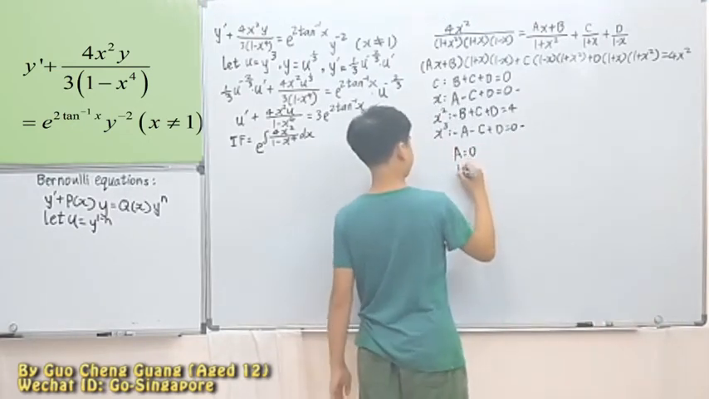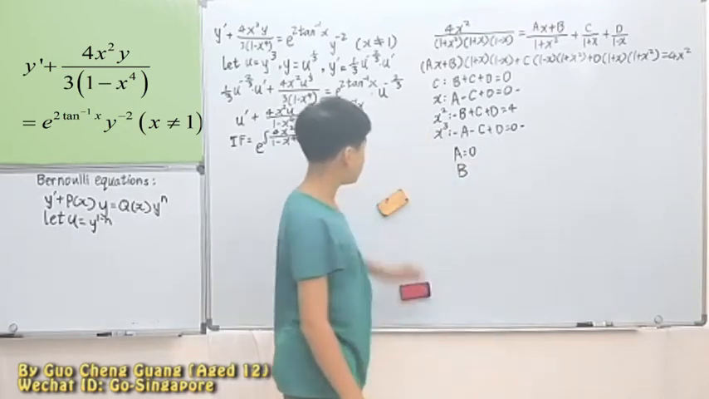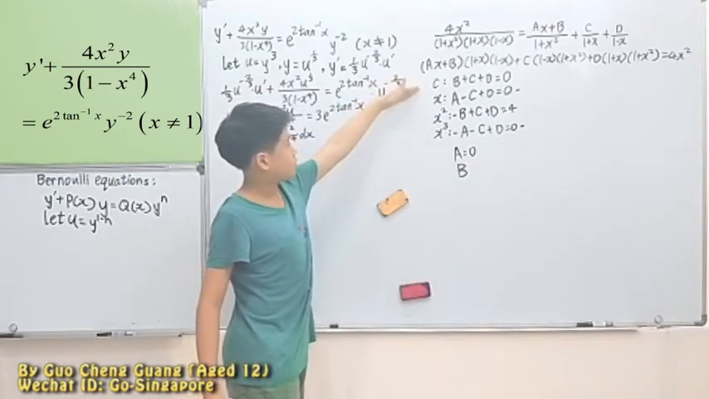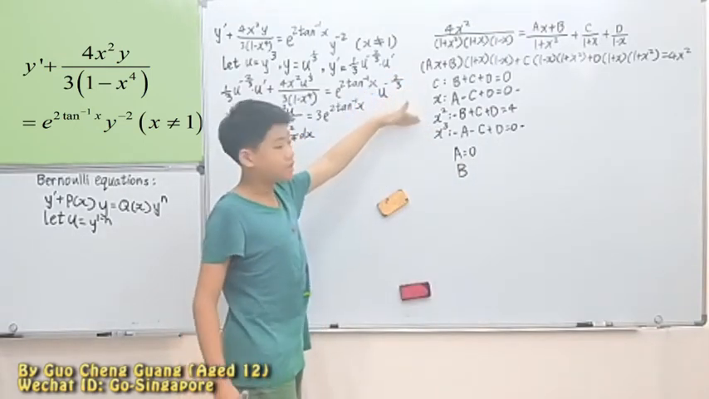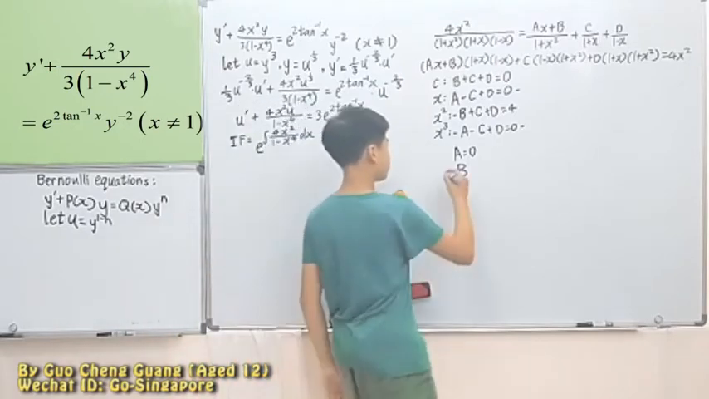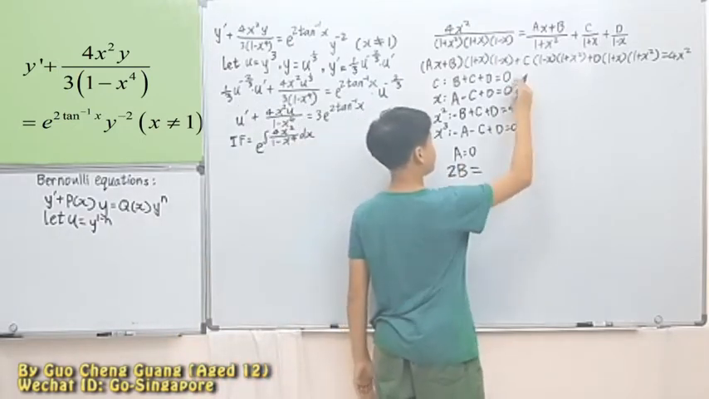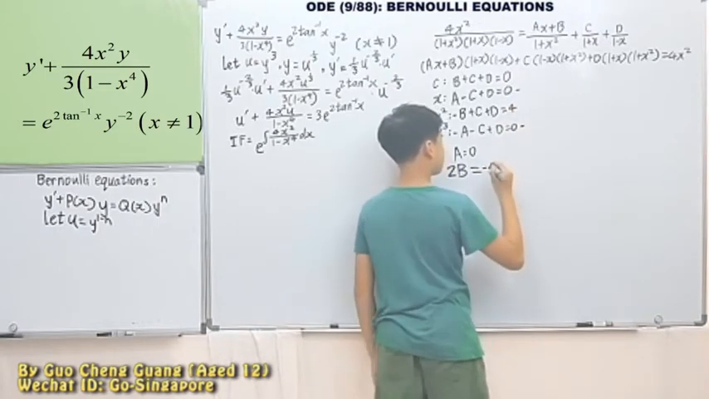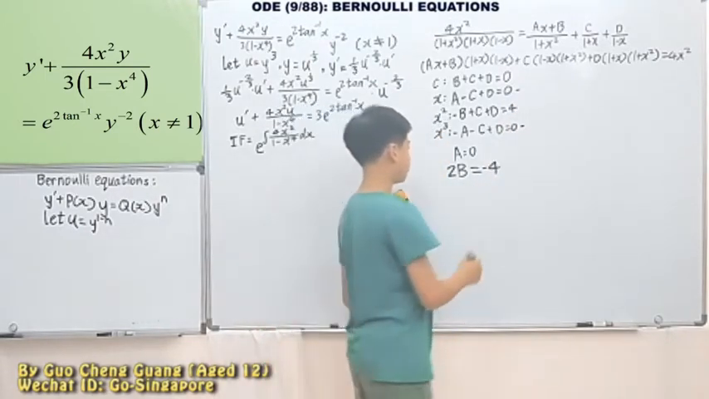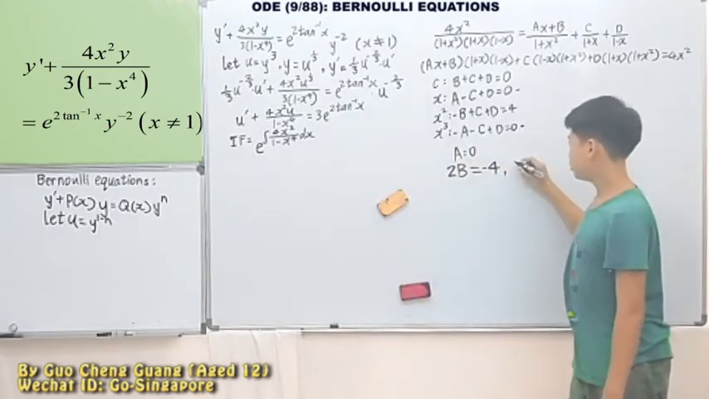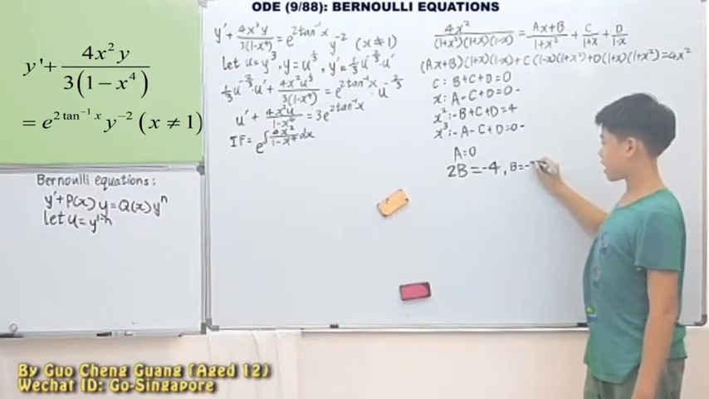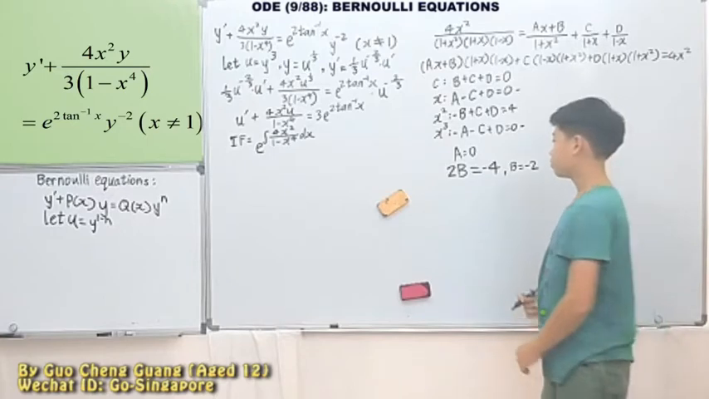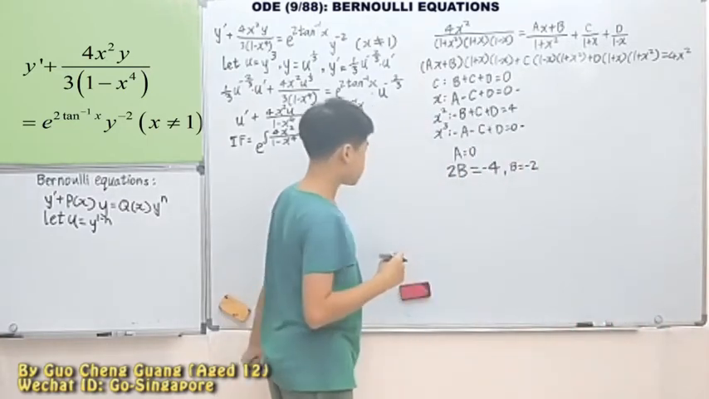Next is B. Well, B, I think that will be easy. Just take this constant, minus here. Then you get 2B. And 2B, be careful, this is minus 4. You get negative 4. So B would be negative 2. Okay, now you have this.